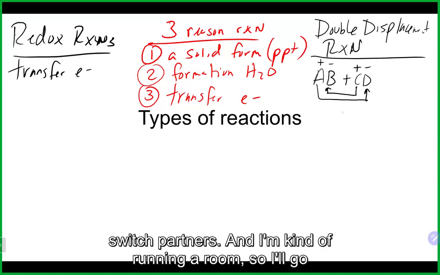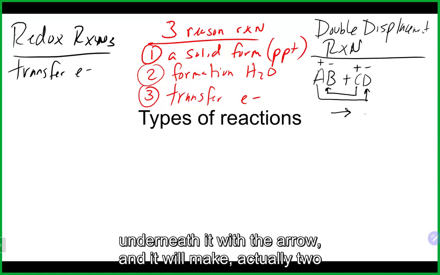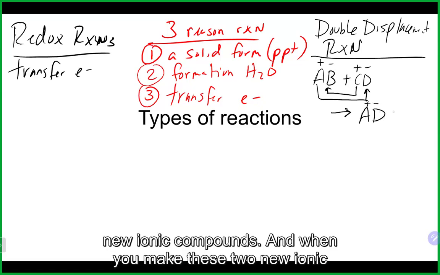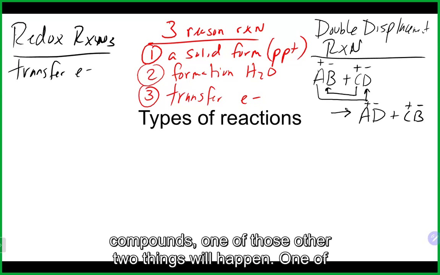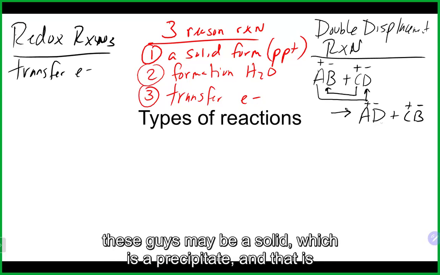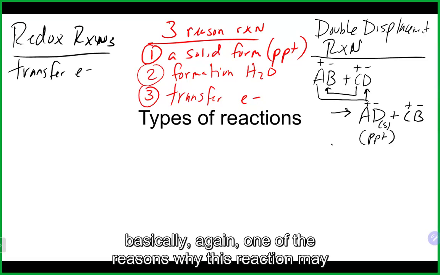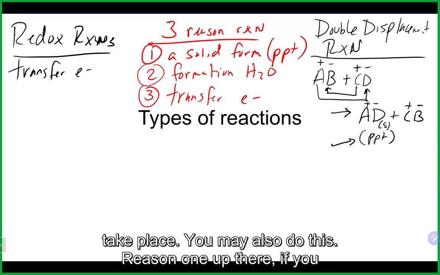I'm running out of room, so I'll go underneath it with the arrow. And it will make 2 new ionic compounds. And when you make these 2 new ionic compounds, one of those other 2 things will happen. One of these guys may be a solid, which is a precipitate. And that is, again, one of the reasons why this reaction may take place.